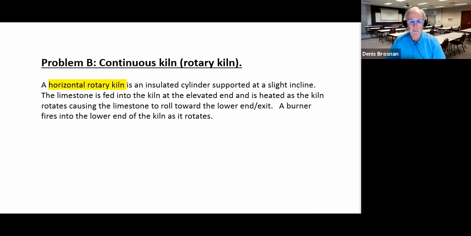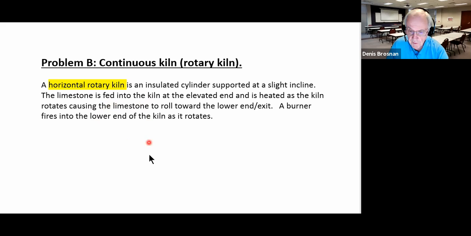And so problem B in this little simulation is a horizontal rotary kiln. Now, eSolutions will do a vertical kiln, and it will do a horizontal cylindrical kiln. We're going to use a horizontal rotary kiln. They're used quite a lot for calcination in the industrial world.